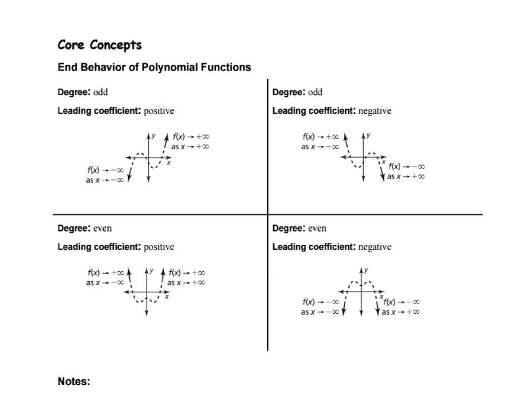What I mean by that is if your degree, the biggest exponent in your polynomial, is odd and your leading coefficient is positive, they will all behave the same way, which means that they're going to fall on the left and they're going to rise on the right. Fall on the left and rise on the right.